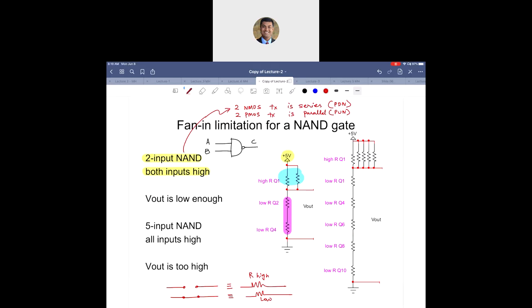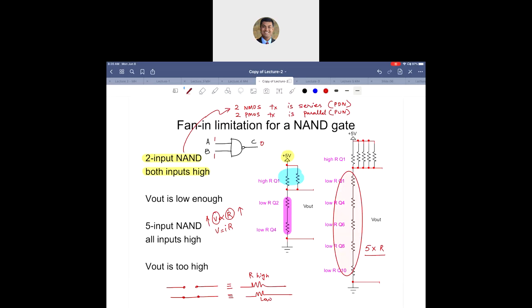We all know that from Ohm's law, V is proportional to R. In fact, V is IR. So if R increases, voltage across that increases, which means if I have two inputs that are both high, for a NAND gate I would want my output to be 0, low. However, if I have 5 of them connected in series, what would happen? My overall resistance over here would increase. It would be 5 times a low resistor, R.